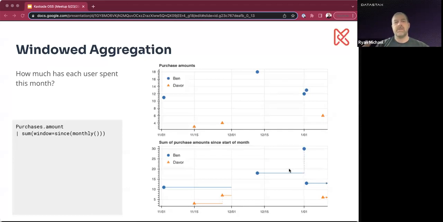It's very natural in this world because everything that we are going to use syntactically is based on this idea of processing data chronologically from the beginning of time and building up aggregation as we go. And we'll see in a minute how this starts to build on itself to make some really interesting stuff.